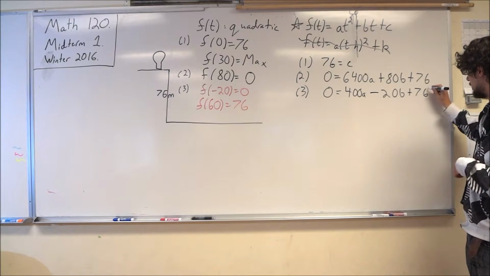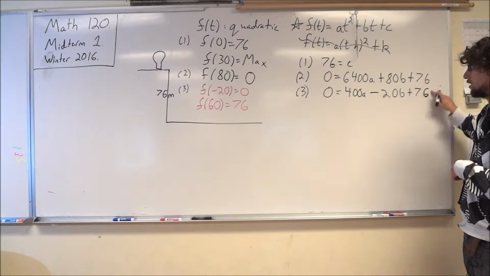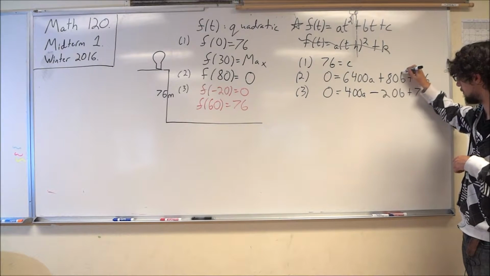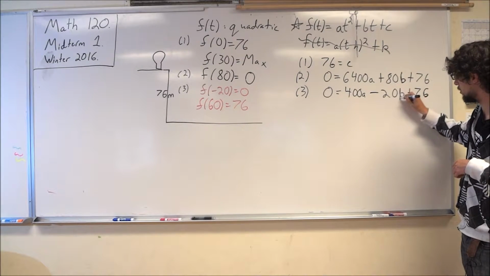This is a little unclear. These are 76s. These are b's. These are c's. Maybe I can try to make those a little clearer.